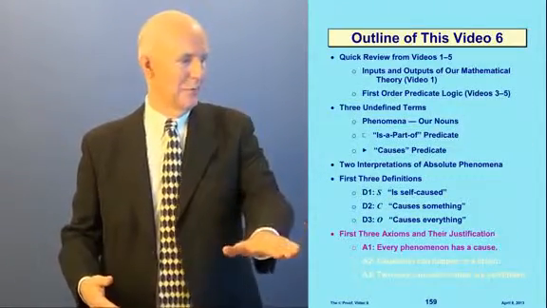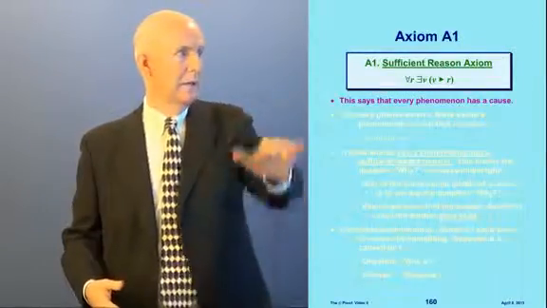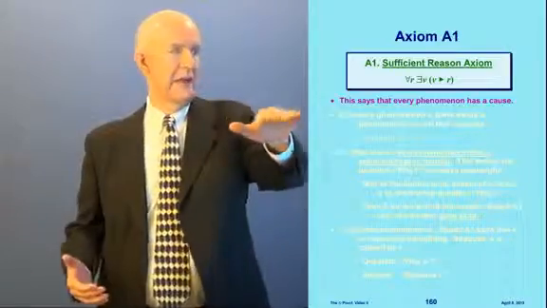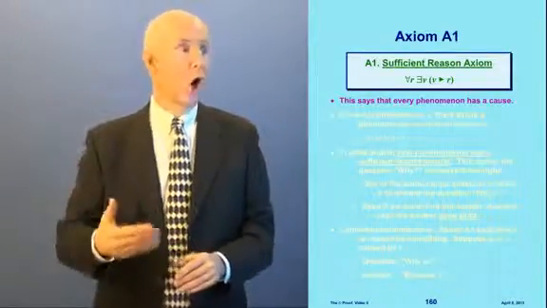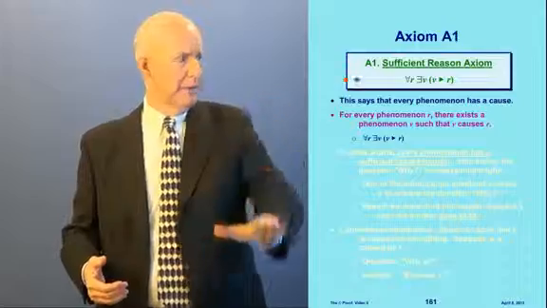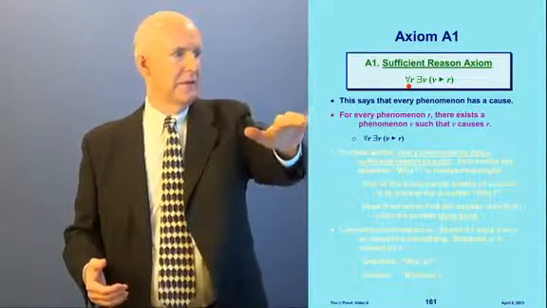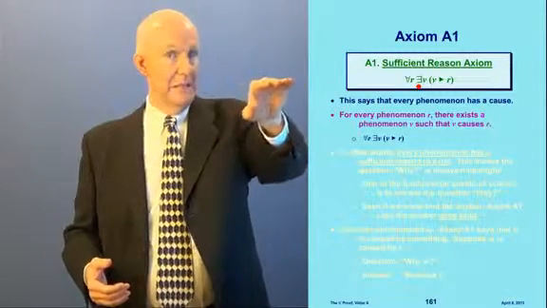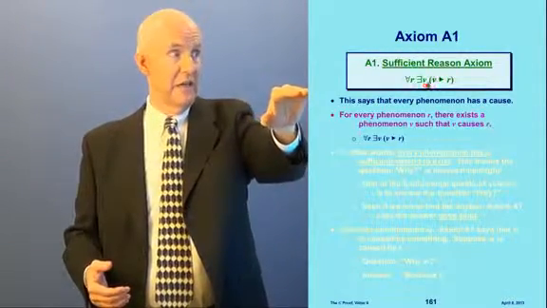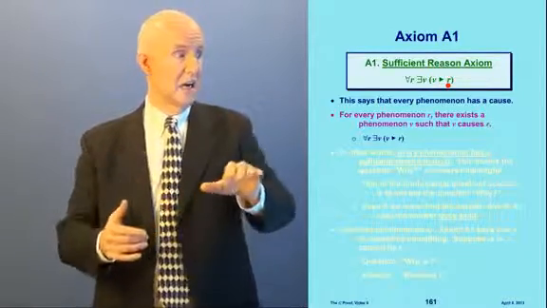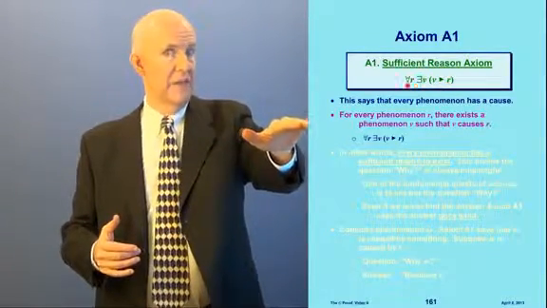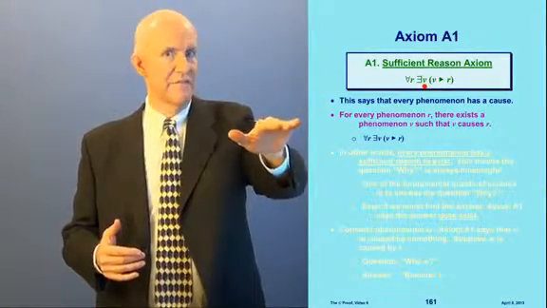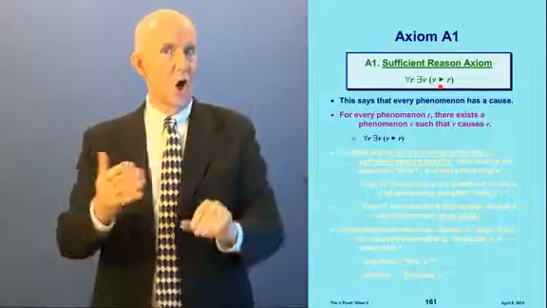Here we are in our outline. We'll begin with axiom A1. And here it is. This A1 is the axiom of sufficient reason. It says that every phenomenon has a cause. All right, now let's look at what it says here. I have a universal quantifier out here. It says, for all R, and then the existential quantifier, there exists a V such that V causes R. In other words, for every phenomenon R, there exists a phenomenon V such that V causes R.